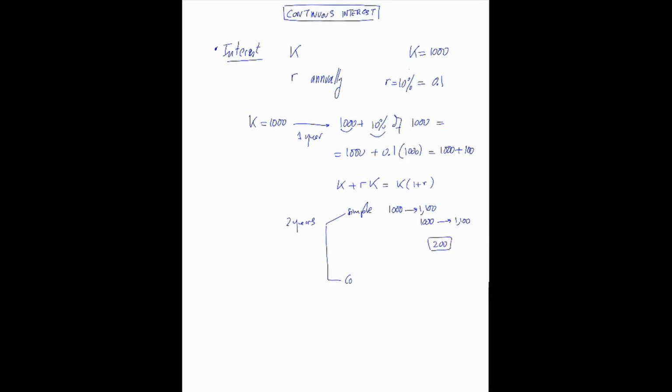Or compounded. Compounded interest means you have 1,000, and then you get 1,100, and you invest this, so you get 1,100 plus 10% of 1,100. So in the compounded interest of an amount K, annual rate R, for T years we have K times (1 plus R) raised to the T power.